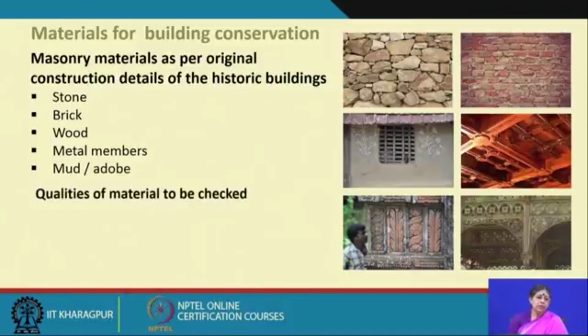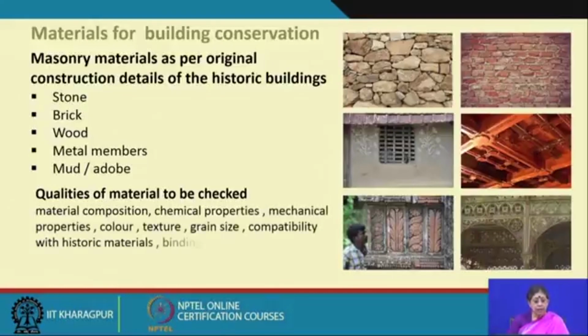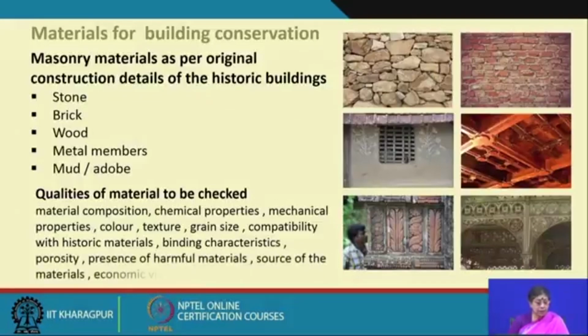Now, just to remember, whatever the material we are dealing with for a historic structure, what are the qualities which have to be checked for the material. So, let us go quickly. The material composition, chemical properties, the mechanical properties, color, texture, grain size, compatibility with historic materials, binding characteristic, porosity, presence of harmful materials, source of the materials and economic viability.